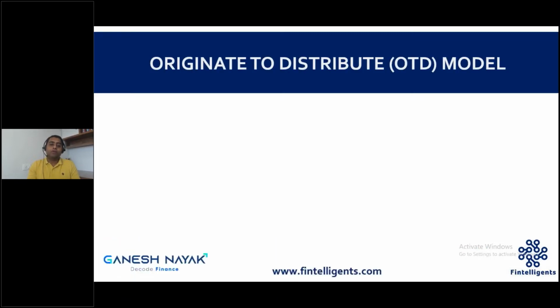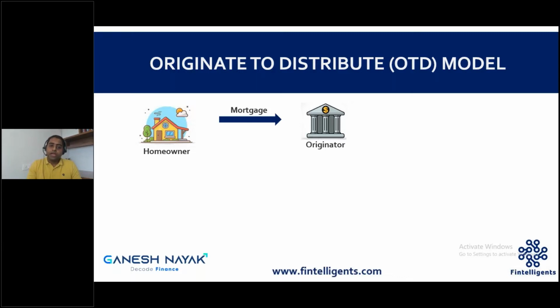Suppose I want to give you an example of the originate to distribute model. We're looking into an asset which is specific to your home loan. Normally, a homeowner would go to an originator, somebody who is giving out a loan, and would take a mortgage. You'll fill up the form, give the documents, and the originator would issue a home loan, and the homeowner buys the home and starts staying in it. If you hold till here, this process is called originate to hold, because you are issuing a loan to keep it in your book.